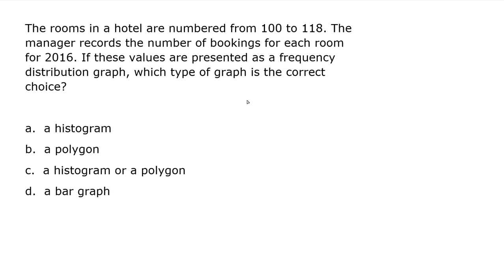Alright, so the most important thing here is that we decide what kind of data we're dealing with, because if we're dealing with nominal data, then the only choice is a bar graph. If we're dealing with interval or ratio data, then we could be looking at a histogram, or we could be looking at a polygon.